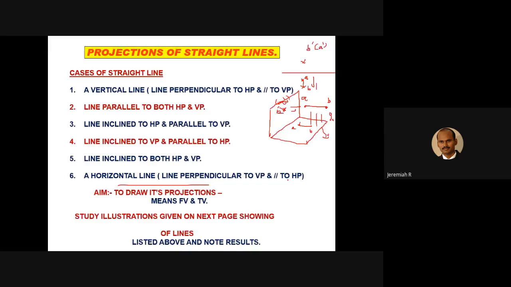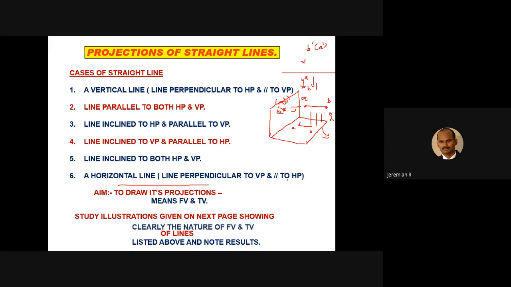If you want to draw the projection of a straight line, that means you have to draw the front view and top view. You will not consider the side view and all. When we say draw a projection of a line, it means the front view and top view alone.